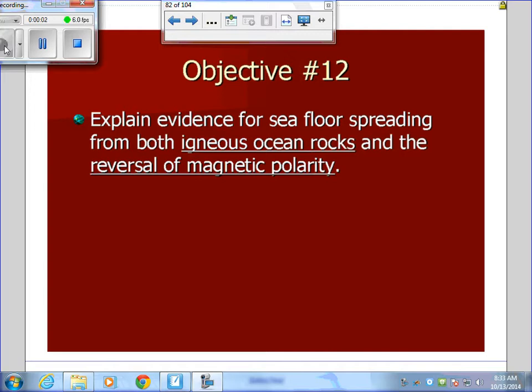Today's lesson is objective number 12, explain evidence for seafloor spreading from both igneous ocean rocks and the reversal of magnetic polarity. Remember, at any time you can pause the video if it's going too fast. So at this time, pause the video and copy down objective number 12 on your objective page and put tomorrow's date, since we will be discussing it tomorrow.